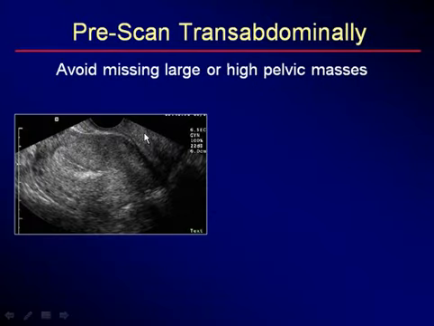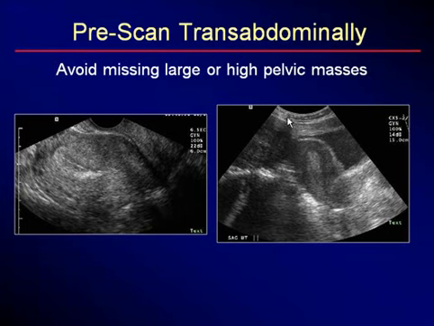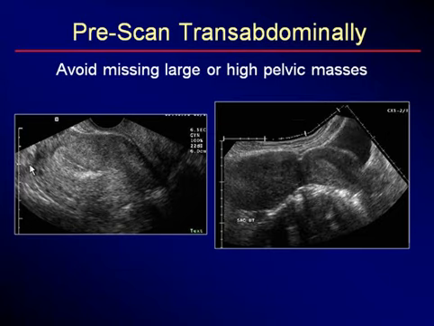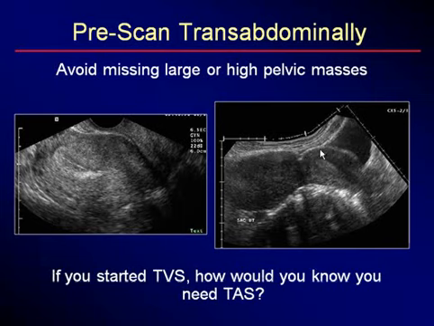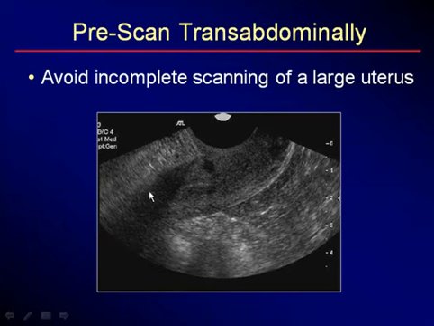If you scan only transvaginally, as in this case here, you could miss a large mass. Now, this looks like a perfectly normal uterus. However, the transabdominal pre-scan showed us that there was a large mass somewhere up high above that uterus, and even here on an extended field of view scan, we see that it is a very large mass. It's actually a pedunculated myoma attached to the fundus of the uterus. If you just started with the transvaginal, how would you know that there was something attached to the fundus of the uterus? So we go systematically from transabdominal to transvaginal.